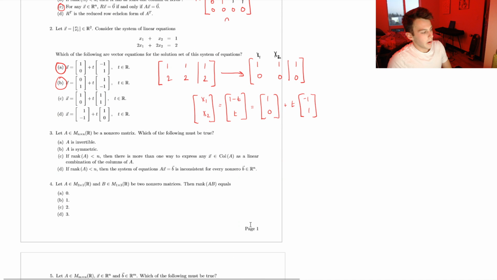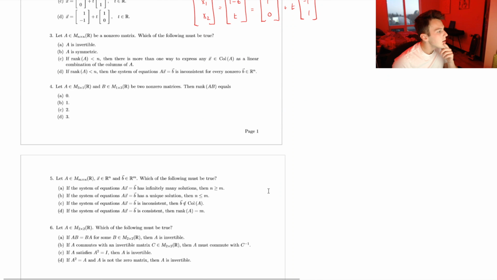Let's take a look at 3. So let A be an n by n matrix, and it's non-zero. So which of the following must be true? So is A invertible? In 3A, immediately we know that this is not true, because if we have a row of zeros, then this is not going to be an invertible matrix. The determinant of A would be equal to 0, so therefore it's not invertible.